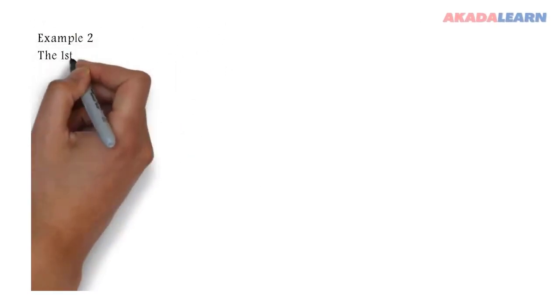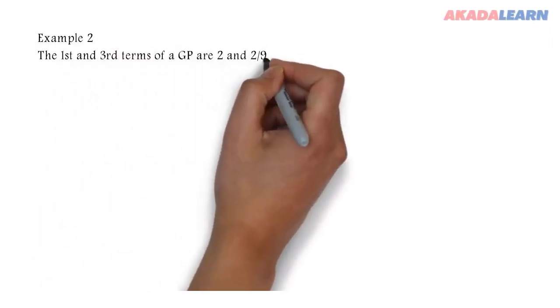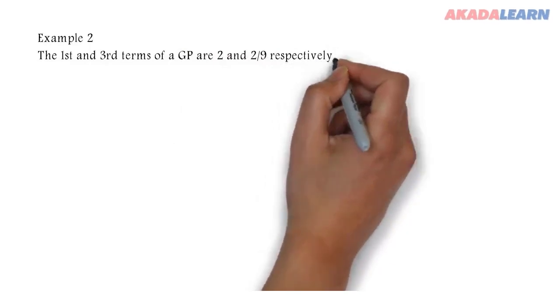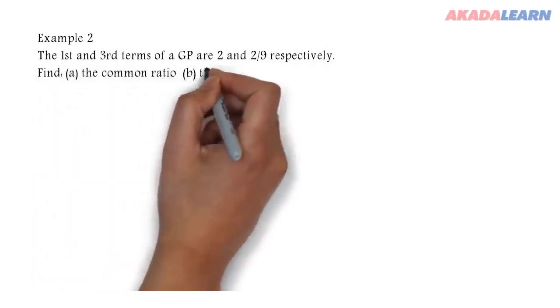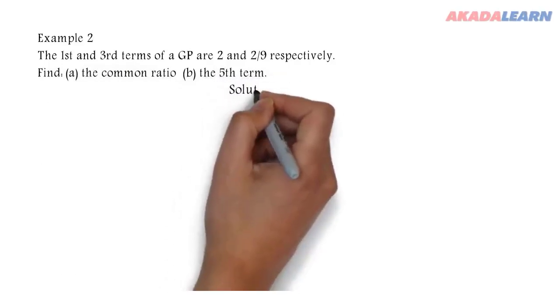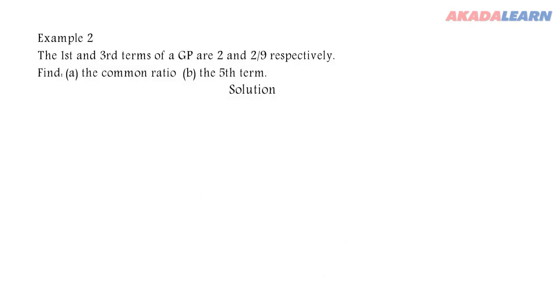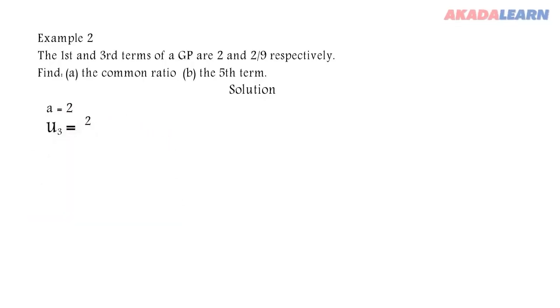Let's see another example, example 2. The first and third terms of a GP are 2 and 2/9 respectively. Find a, the common ratio, b, the 5th term of the GP. So let's see how to do that now. Let's write out what we are given. Our first term is 2. Our third term, u subscript 3, is equal to 2/9.